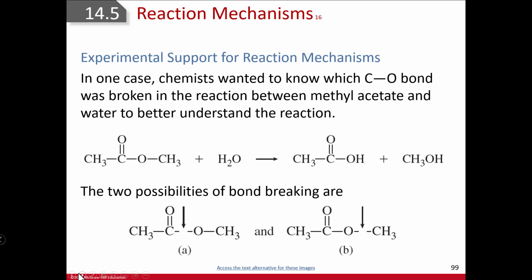All right, so we have methyl acetate. We're going to react that with water. So that forms acetic acid and methanol. And so what happens here is there's a possibility of where the bond is broken. It could break like that, add a hydrogen to it, and it becomes methanol. Or it could break like this, and then we add an OH group to it, and it becomes methanol. So there's two possibilities for the reaction here.